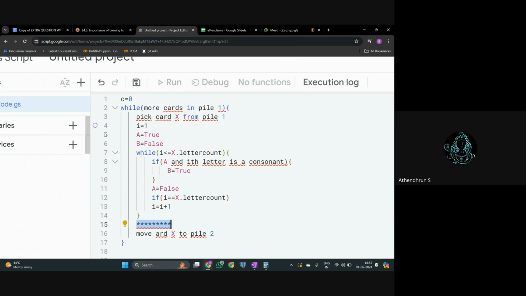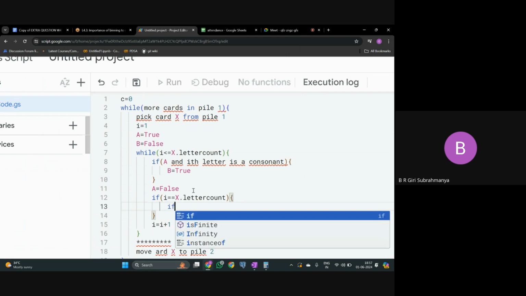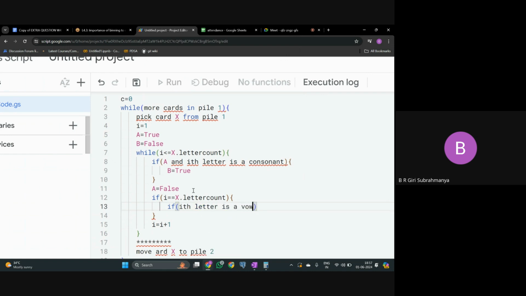So we have to check it here, right? If I is equal to letter count, if the ith letter is a vowel, now what will you do again?